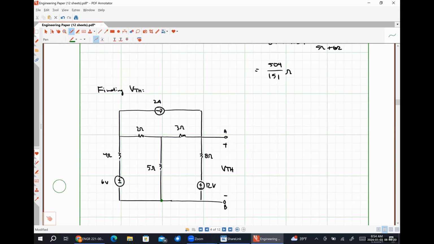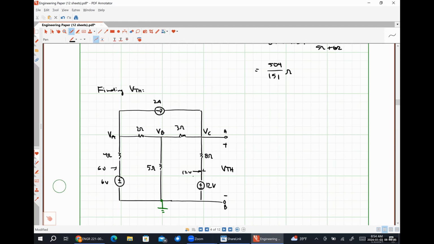So this will be my ground. And then here's VA, VB, and VC. These are the only three that I'm going to bother to label. We know that the voltage at this node is 6 volts, and the voltage at this node is 12 volts. So we're just going to substitute that in directly.